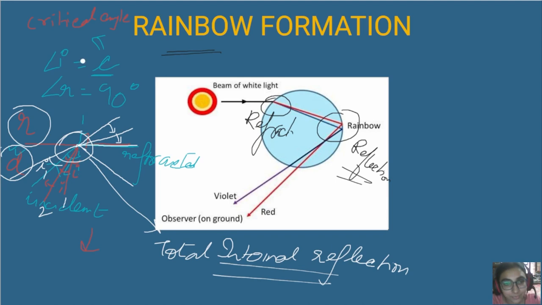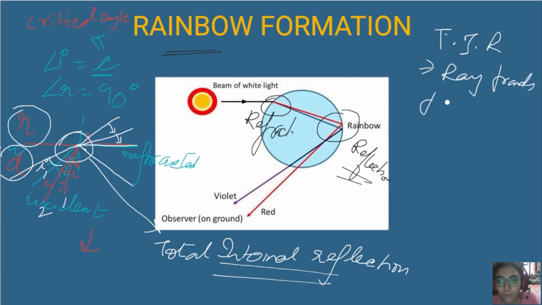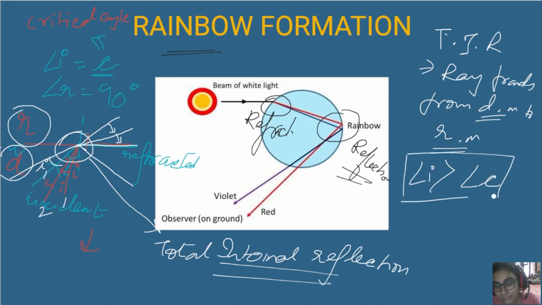So what are the criteria for a total internal reflection? For total internal reflection, the ray travels from denser medium to rarer medium, right? Also, the angle of incidence is greater than the critical angle. In both these cases, total internal reflection will happen. So if you notice in the rainbow, first it is getting reflected, and then total internal reflection is happening. So for some reason, this angle of incidence has crossed the critical angle. Also, what you can understand here is that we can calculate the refractive index of this substance.